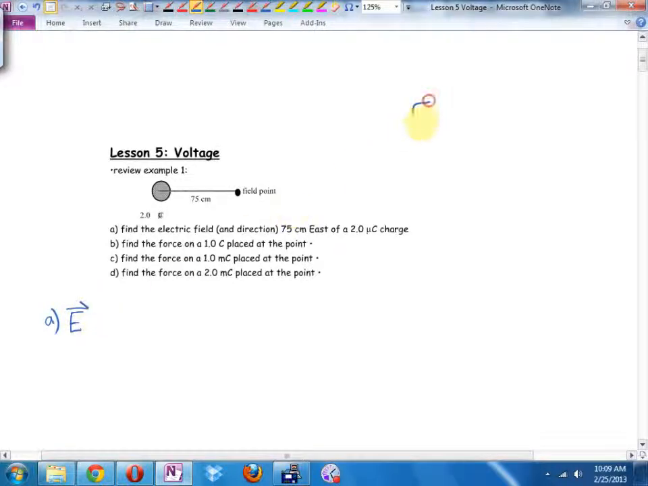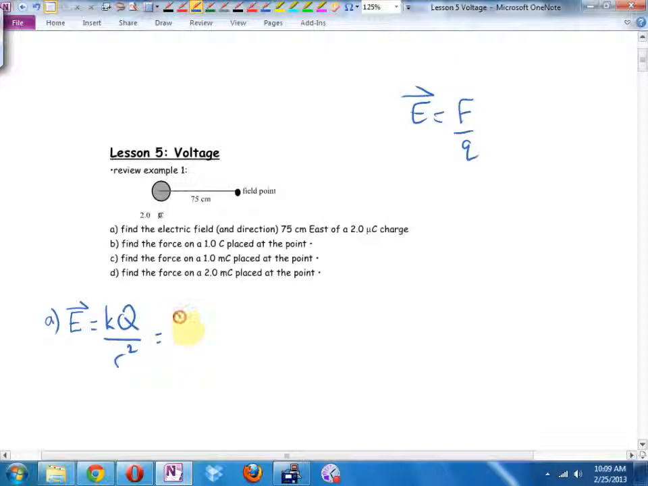well, there's 2 ways to calculate electric field. One is if I know the force at a location and the charge at a location. I think they've given me a field point. I don't know the charge at that location, so I'm going to use the point charge equation, KQ over R squared.